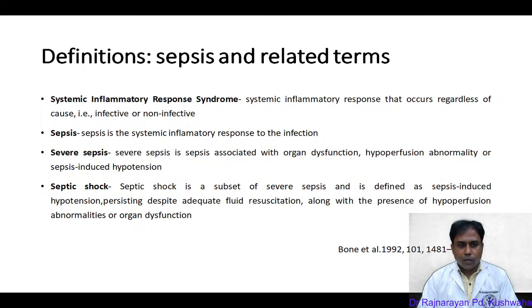So first we see the definitions of sepsis and these related terms. Systemic inflammatory response syndrome: what is this? A systemic inflammatory response that occurs regardless of cause. The cause may be infective or non-infective, with infection or without infection. It may be non-infective, and some internal core body temperature increases due to some reason. And sepsis is a systemic inflammatory response to infection, and we also see in the table the definitions of sepsis, severe sepsis, and septic shock.